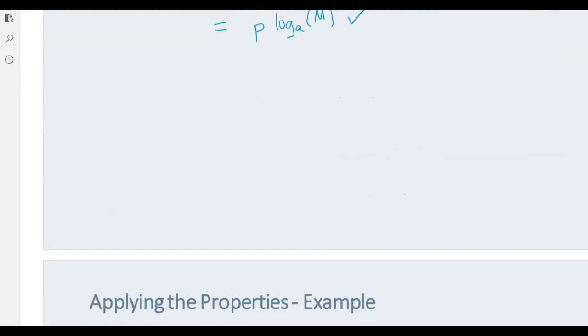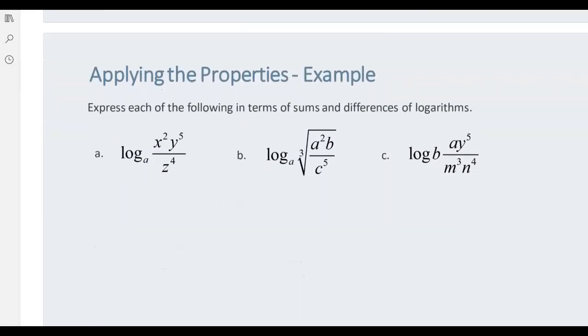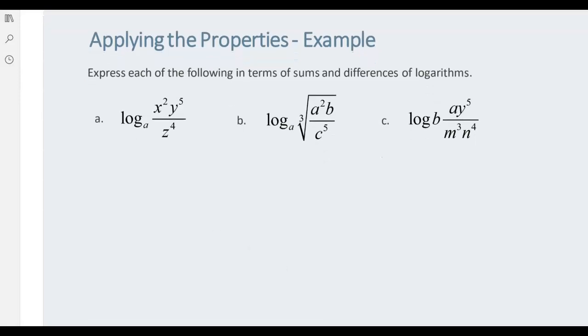All right, let's look at a couple examples. We use the laws to separate or compress logarithms. And so in this first example, what we're doing is we're separating them into sums and differences. So for letter A, the first thing that we're going to do is anything that's in the numerator that's multiplied together will be added. Anything in the denominator will be subtracted. And we keep the log bases all the same.